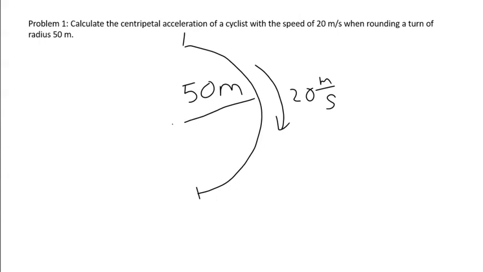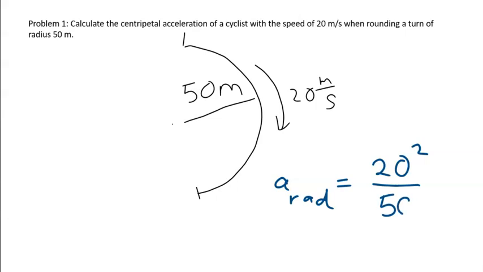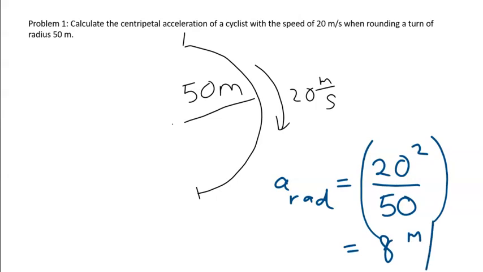So the centripetal acceleration is, the formula goes like a radial equals the speed squared, speed is 20, so square of that, divide by r, which is the radius of that circle, which will give you 8 meters per second squared. Now what about the direction of this acceleration? Well, if the cyclist is here at that time, then the direction of the acceleration is from the cyclist to the center, like that. So that is the direction of that centripetal acceleration.